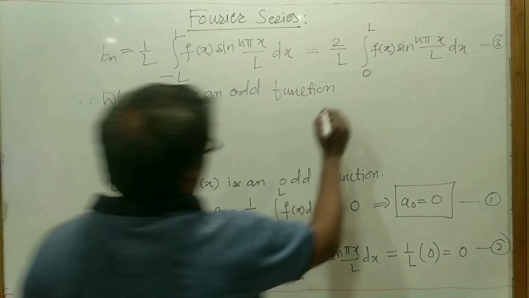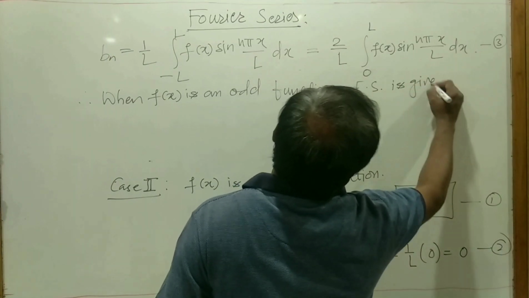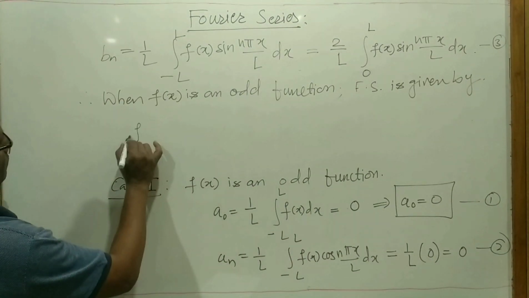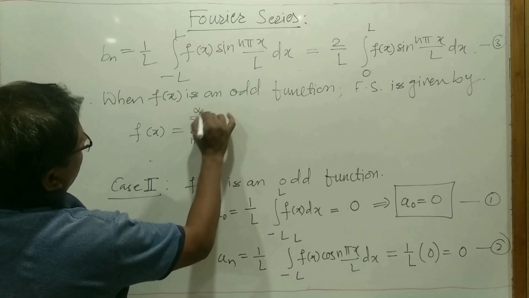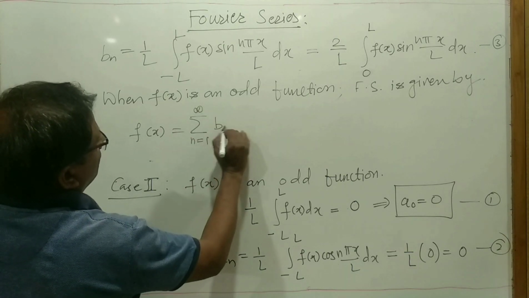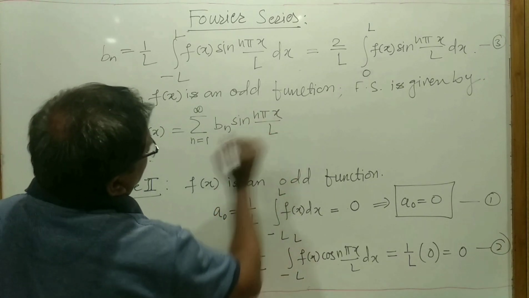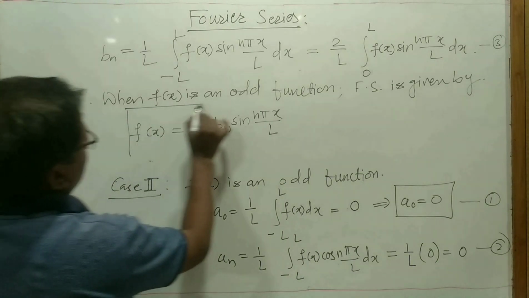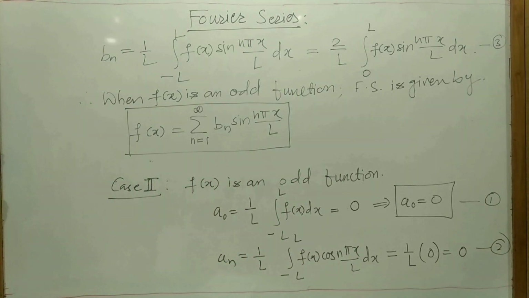Therefore, we conclude that when f of x is an odd function, the Fourier series is given by f of x equals summation n varies from 1 to infinity bn sin n pi x upon L. Okay. So this is the Fourier series of even and odd functions.